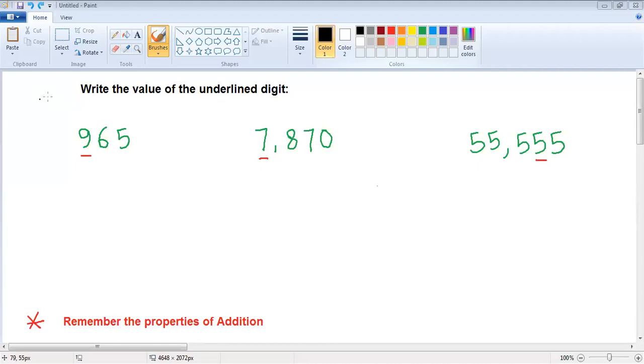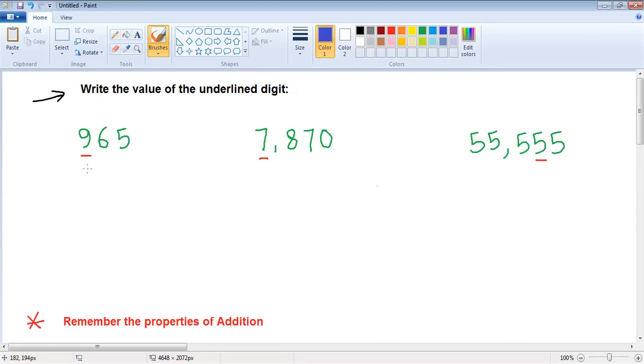Look here, the first question: the value of the underlined digit. The first number here consists of 3 digits, 965. The second number consists of 4 digits, 7,870. The last one, 55,555. In the first number, the underlined digit is 9. We need to figure out what the value of 9 is here.